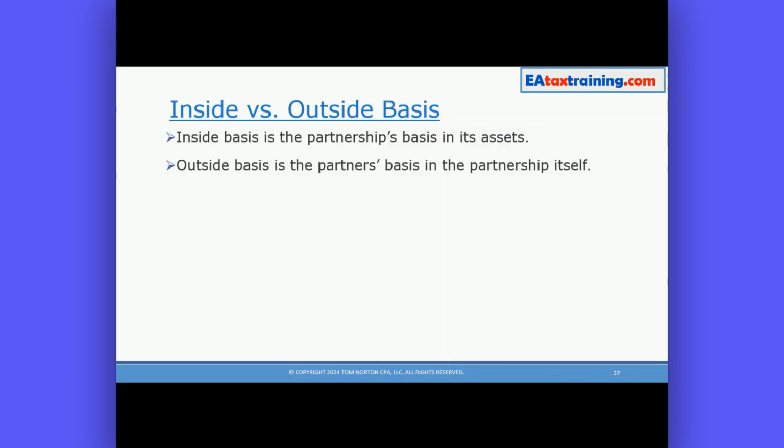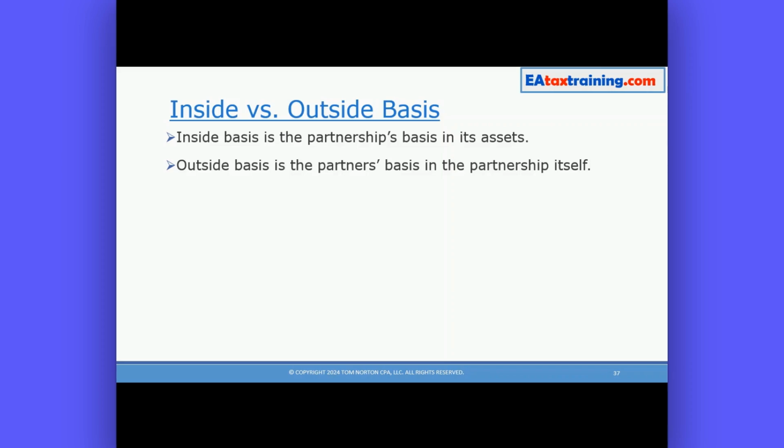So again, if we compare it to a corporation, if an individual owns stock, their basis in the stock, of course, is going to be how much they paid for that stock. Well, for a partnership, it might include more than just how much they paid. As we'll talk about later, there are different things that affect basis, but it's the same basic idea. That is, what is their cost or their basis in their ownership of the partnership itself. So that is their outside basis.